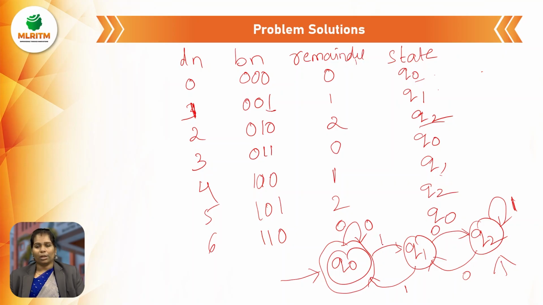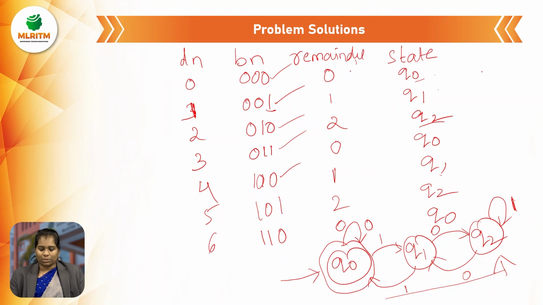Q0 uses the 0 and 1. Q1 uses the 0 and 1. And Q2 uses the 0 and 1. This is the divisibility by 3 diagram. So it is so easy. First write down all the decimal numbers 0 to 9. After completion of 0 to 9, you need to move to the next column, that is binary number. So the binary number of 0 is 000, 1 is 001, 2 is 010, 3 is 011, and we should divide these by 3.